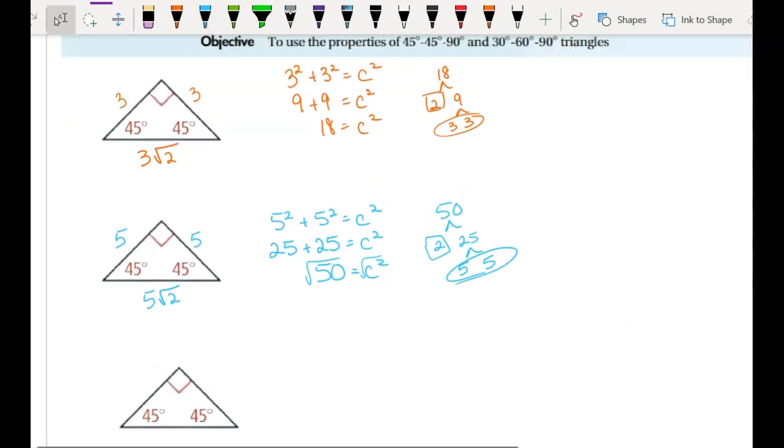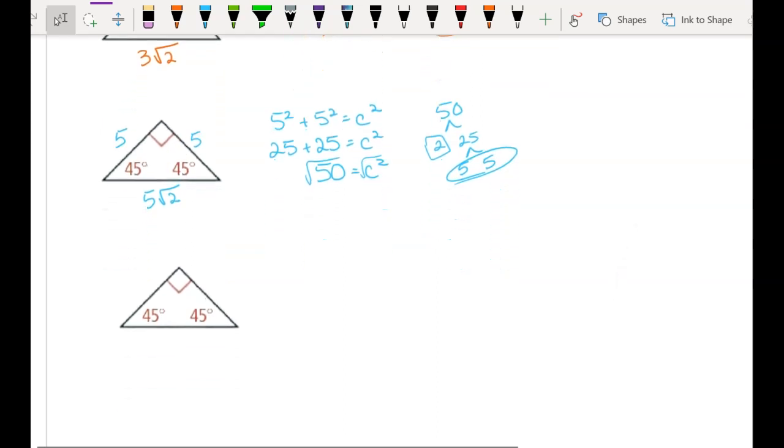So let's take a look at these two that we've just worked. This one, the sides were 3, and my hypotenuse was 3 square root of 2. This one, my sides were 5, and my hypotenuse was 5 square root of 2. So what do you think that means? Is that just a happy coincidence? Of course not. There's no such thing as a coincidence.